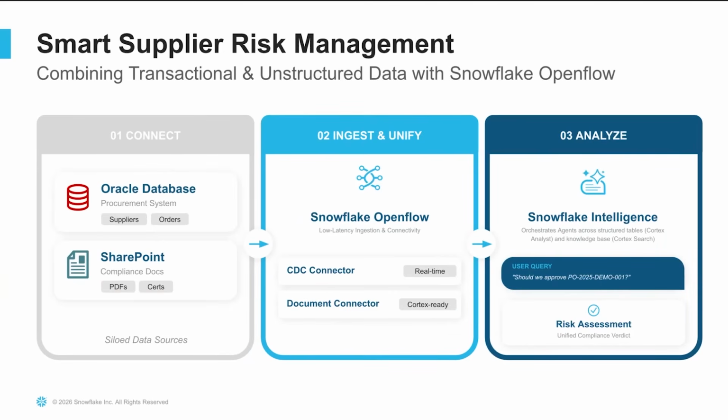So what did we just see? An Openflow Oracle connector, real-time change data capture replication to Snowflake. An Openflow SharePoint connector that ingested and indexed compliance documents. Cortex Search that made those documents searchable by AI. Cortex Analyst that enabled natural language queries on structured data. And finally, Cortex Agent within Snowflake Intelligence, which combined both to answer complex business questions. This is the power of a unified data platform. No more silos, no more manual research, just intelligent answers when you need them.